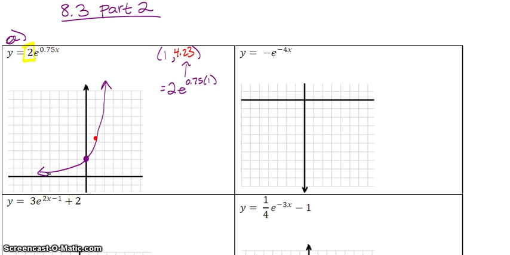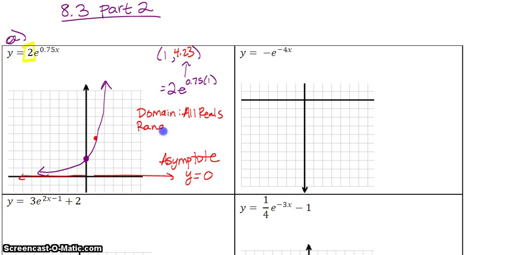And I didn't tell you to do this, so you may not have done this already, but let's find the asymptote and the domain and range. So the asymptote is still at y equals 0. It has not shifted up or down at all. And this is an exponential graph, like I said earlier, just like all exponential graphs we've done in 8.1 and 8.2. So the domain is all reals. The range, this is above the y equals 0 line, so it's going to be y is greater than 0.